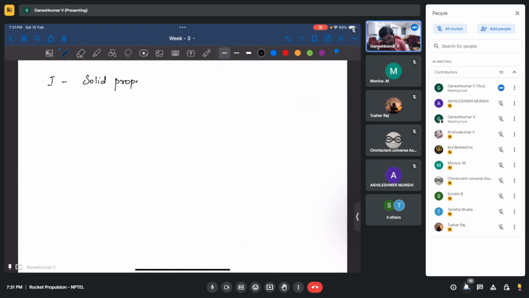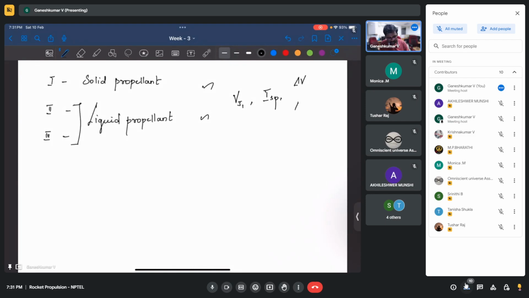The motor will be the rocket motor, and the second and third stages will have liquid propellant engines, liquid propellant or cryogenic engines. So basically, both are liquid propellant engines. So these both will have different efficiencies. For example, they might have different VJs, ISPs, and based on that, the delta V's also will vary.